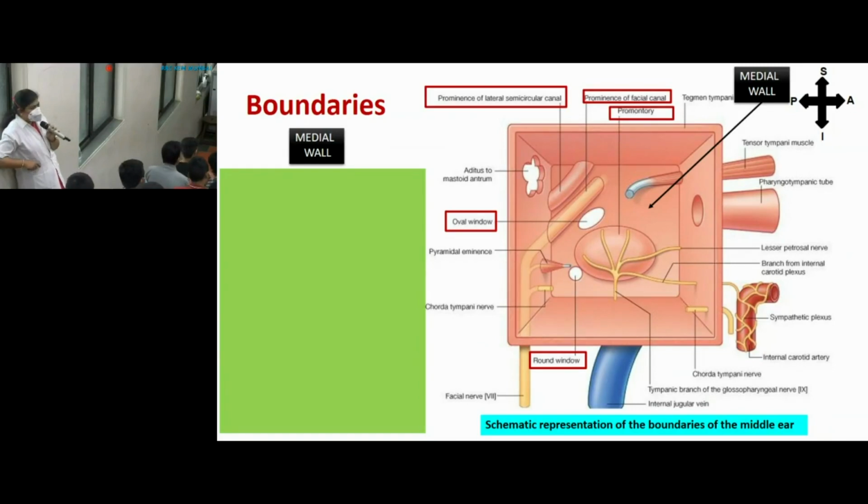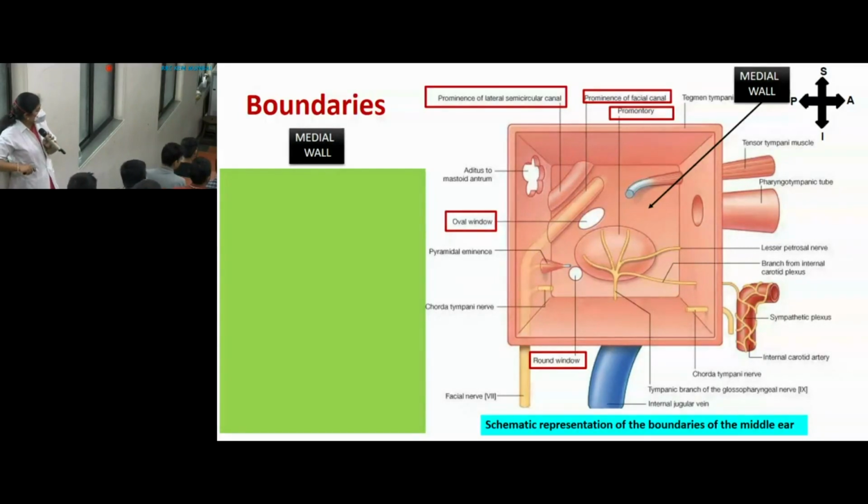So in the living subject, this oval window is closed by what? Is there any structure covering this oval window? The footplate of the stapes. And what about this round window? It is covered by the trilaminar secondary tympanic membrane. So we have seen the primary tympanic membrane is present in the lateral wall of the middle ear cavity, and the secondary tympanic membrane is present covering the round window, which is present along the medial wall of the tympanic cavity, right?